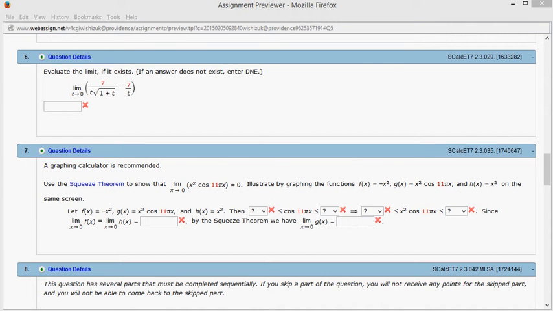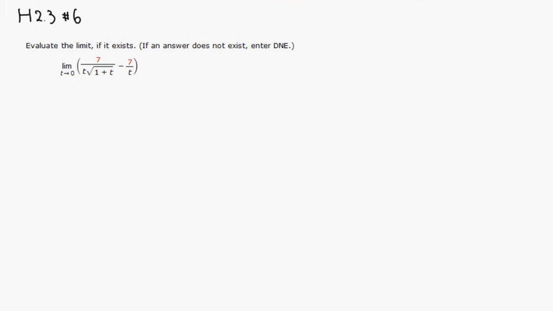Okay, let's look at homework 2.3, problem number 6. Alright, so let's evaluate this limit. What we want to do is plug in and see what happens. If you plug in 0, you can see that you have a 0 on the bottom, so that's not going to be pretty here.